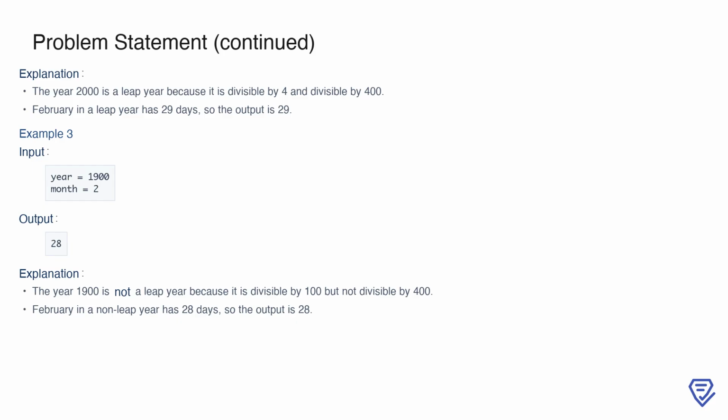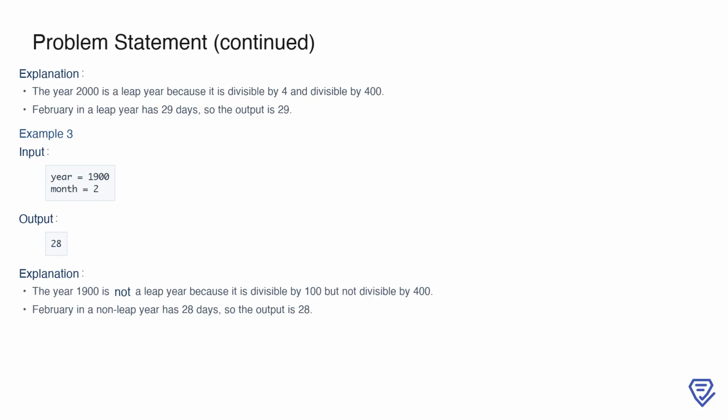Now, consider the year 1900 with the month of February. The output here is 28. While 1900 is divisible by 4, it fails the leap year condition because it is divisible by 100 but not by 400. This makes it a non-leap year, and February in such cases has only 28 days.